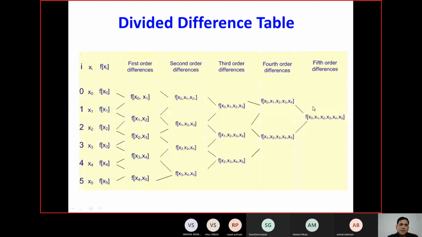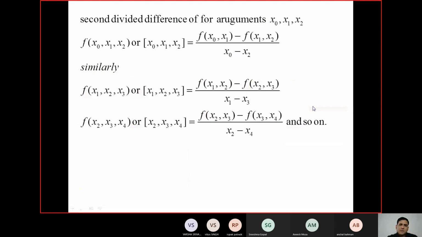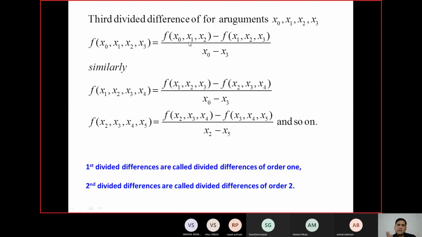Then you can calculate your third divided difference here. So now you have taken your second divided difference from the previous one, and then you are calculating differences of those. So that's called your third divided difference. Now you are taking 3 points together, x0, x1, x2, and the denominator is going from x0 to x3, because you are now considering 3 points there. So this is the third divided difference.